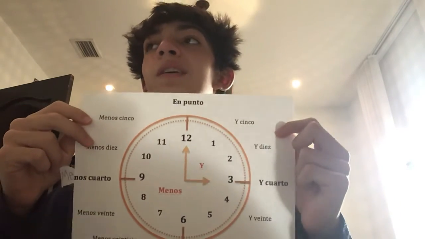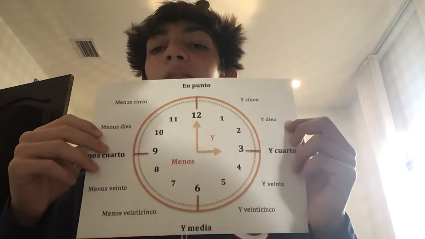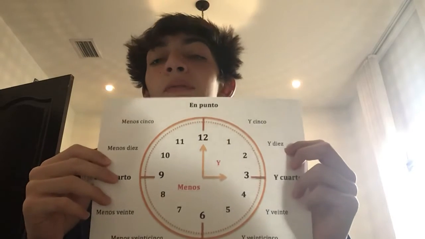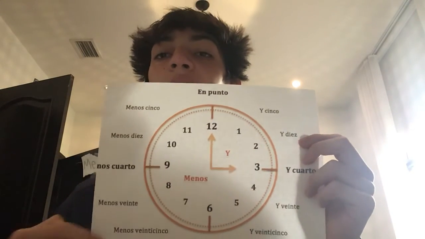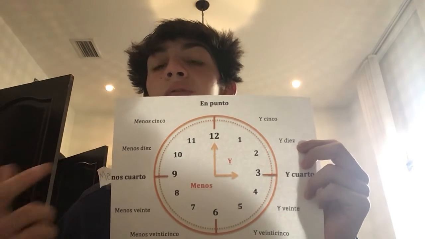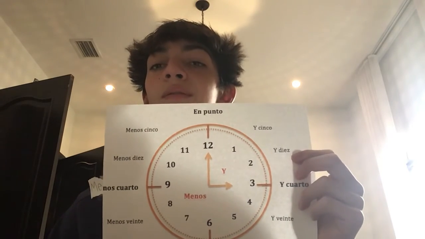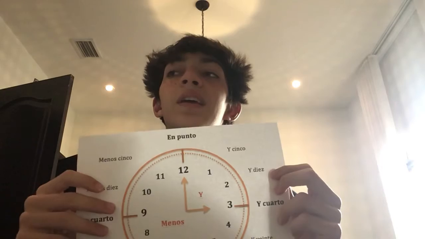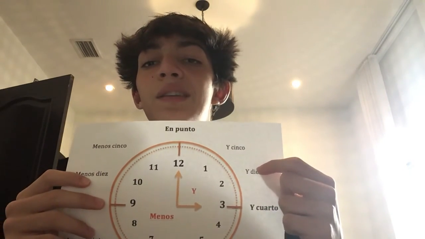So when you want to say it's 11:30, you could say "es la 11 y media." But if you want to say it's 10:45, you could say "es la 11 menos 4." So that's saying it's 10:45, but using 11. And if you want to say it's 10:05, you could say "es la 10 y 5." So that's how you use the clock in Spanish.